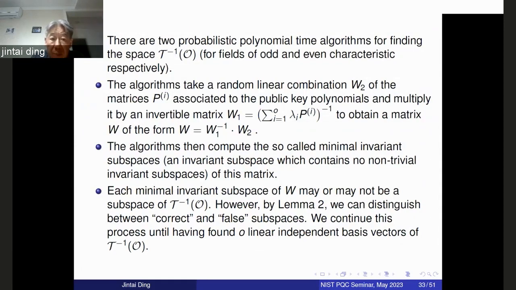Okay, and then we compute W equal to W1 inverse times W2. Okay, and then how do we find the invariant subspace? This is very simple, because we can first calculate the characteristic polynomials, and then find all the minimum invariant subspaces. And if you do experiment, actually it's very simple.